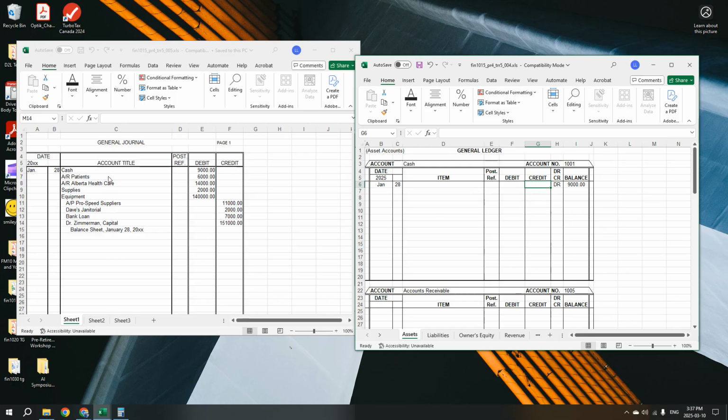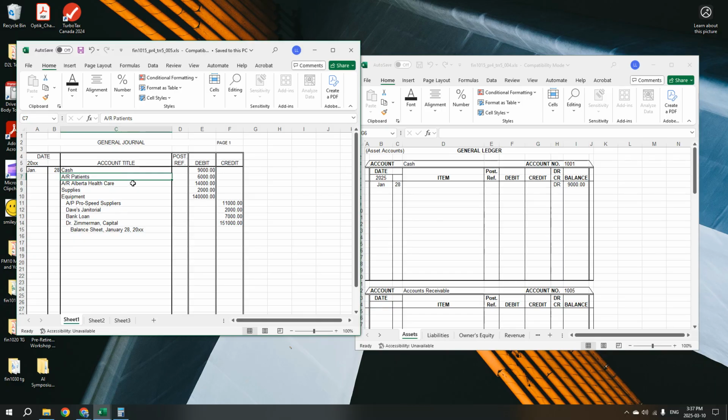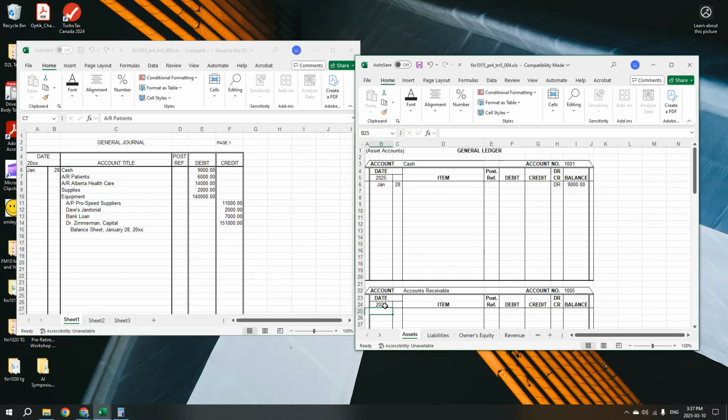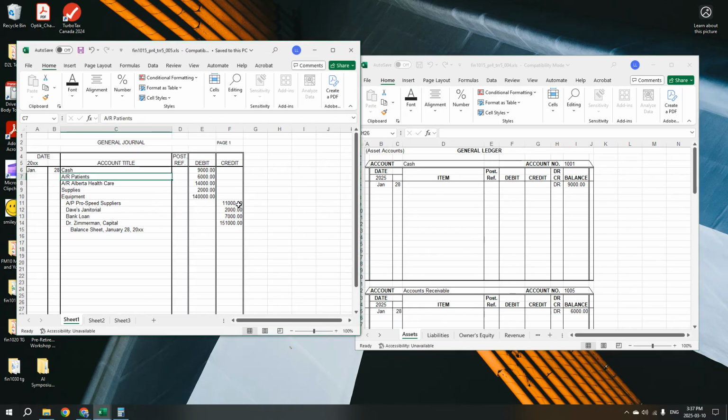Okay. Second one, accounts receivable for patients is $6,000. So we're going to go 2025, January 28th, and it has a balance of $6,000. Because it's an asset, we're going to put it in debit. And then we would continue to do the same for Alberta Health, supplies, and equipment. All right, we'll skip that for now. I'm sure you know how to do it.